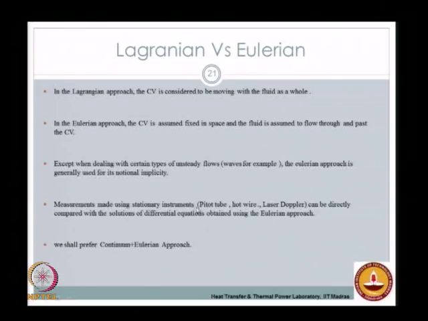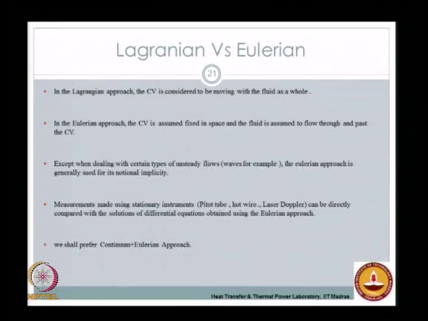Most of the time, we use stationary instruments such as a Pitot tube for measuring pressure, or a hot wire for measuring velocity, or laser Doppler or particle image velocimetry, and so on. So we try to compute the velocity field or the pressure field at a particular location.